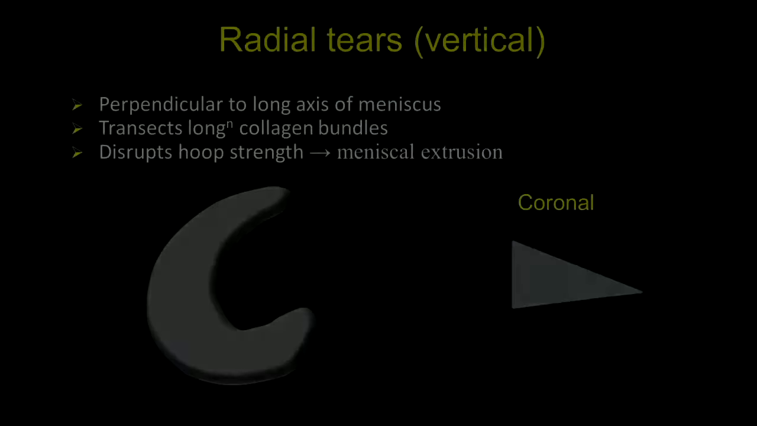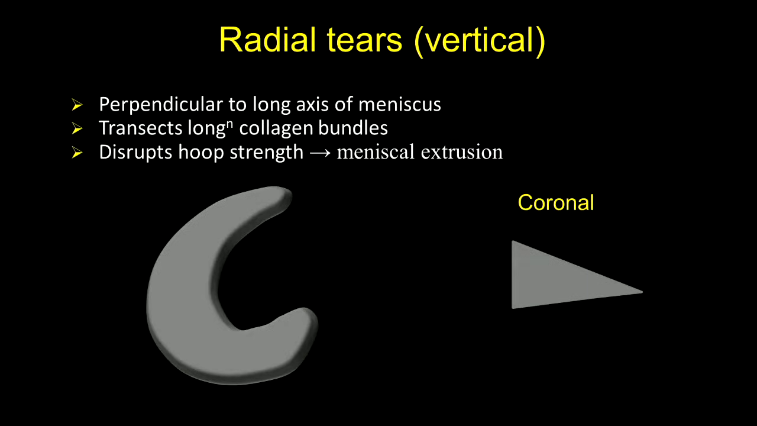Radial tears are also vertical tears, and in this they are oriented perpendicular to the longitudinal axis of the meniscus, essentially transecting the longitudinal collagen bundles. This obviously will disrupt the hoop strength of the meniscus and can lead to meniscal extrusion. If we take a slice here, you can see the normal triangular wedge shape of the meniscus, but as we pass through the tear, you're going to see truncation of the meniscus.